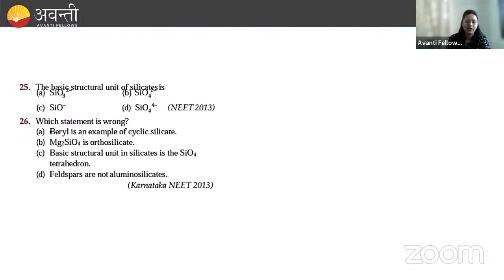The basic structural unit of silicates is. So you know silicates, right? There are several silicates present. Okay, orthosilicates, then cyclic silicates, right? So right now, tell me what is the basic unit of silicates? SiO3 2 minus, then SiO4 2 minus, and SiO minus and SiO4 minus.